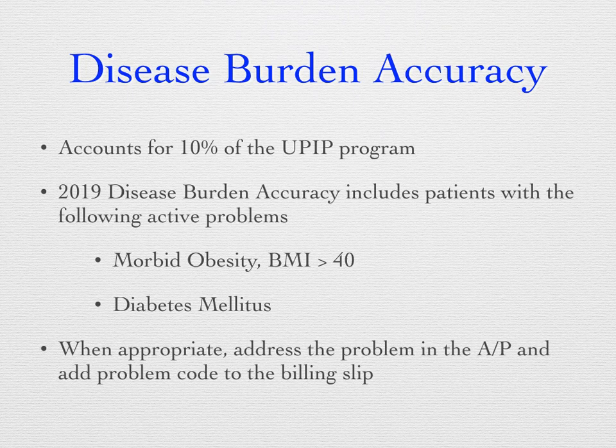A quick note on disease burden accuracy. While this is not part of the quality metric portion of the UPIP program, it does account for 10% of the weighted attributes included in this program. For 2019 in OBGYN, we are responsible for patients with the following active problems: morbid obesity or a BMI greater than 40, and diabetes. When appropriate, it is important to address the problem in the patient's assessment and plan and add the problem code to the billing slip.